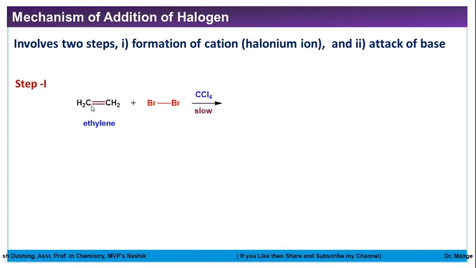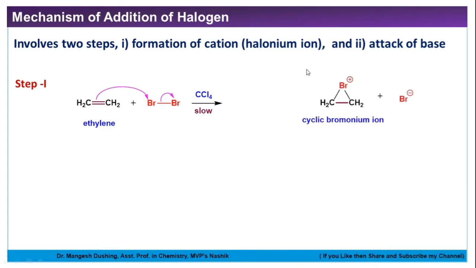So this is electron rich, it acts as a Lewis base, donates its pi electron to the bromine which is electron deficient, while the second Br will leave, taking the sigma bonding electrons. So this is the mechanism. The pi bond will attack on one of the Br, this bond will break, and Br minus will form, and you will get this cyclic bromonium ion.